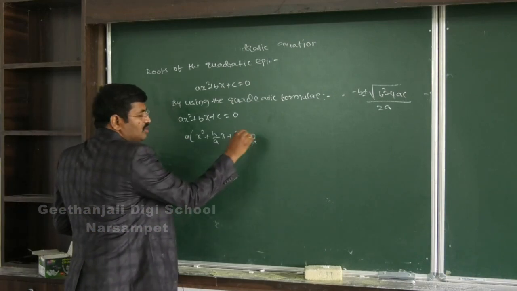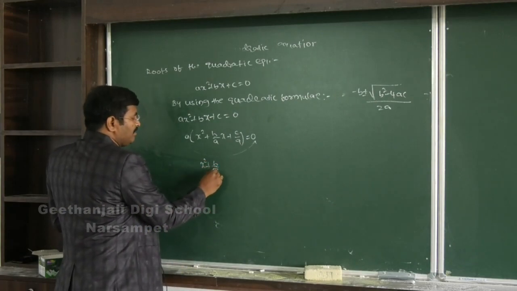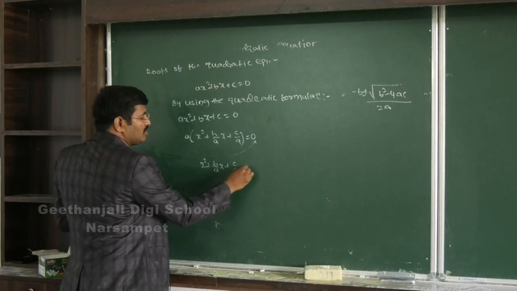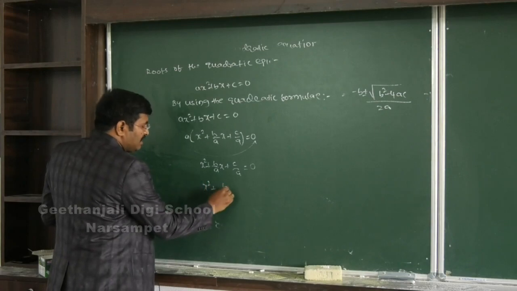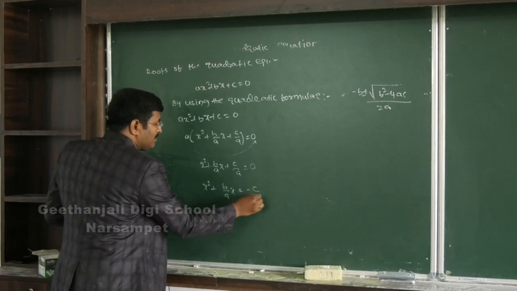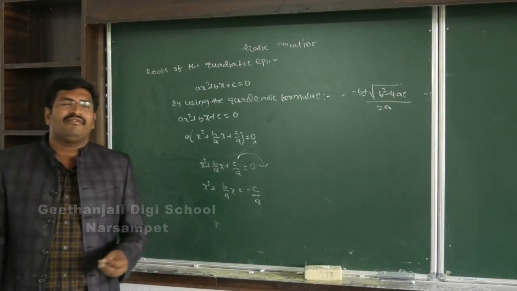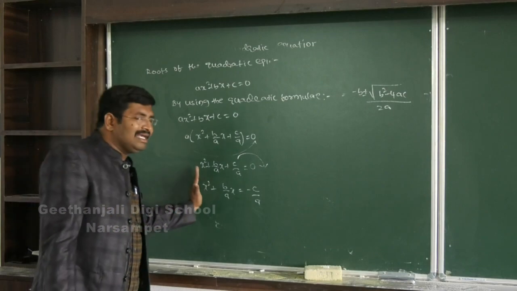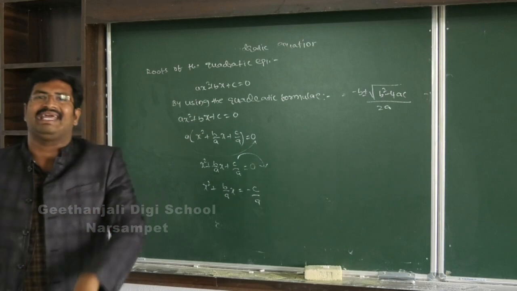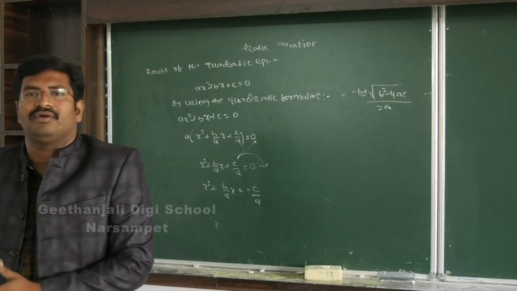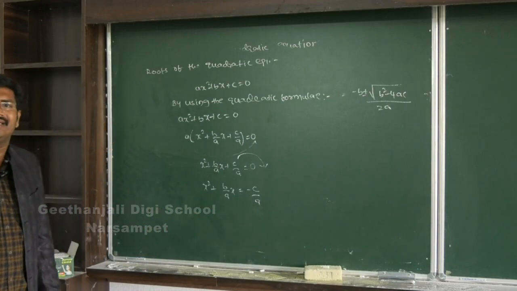Then if a is transposed, 0 by a is equal to 0. Now x square plus b by a x plus c by a is equal to 0. Transpose c by a to the right side: x square plus b by a x is equal to minus c by a. We need to find the value of x, so the x terms stay on one side and the remaining terms are expressed on the other side.